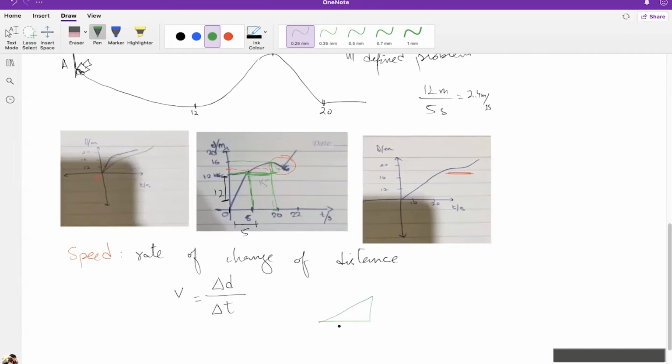So all I've done is make a triangle. The length of this side is telling me the time interval, and the length of this side is telling me the distance that it has traveled in the interval. That is 4. So for this part, its gradient or its rate of change is going to be 4 meters in 15 seconds. Clearly, that is so much slower than 12 meters in 5 seconds, right?